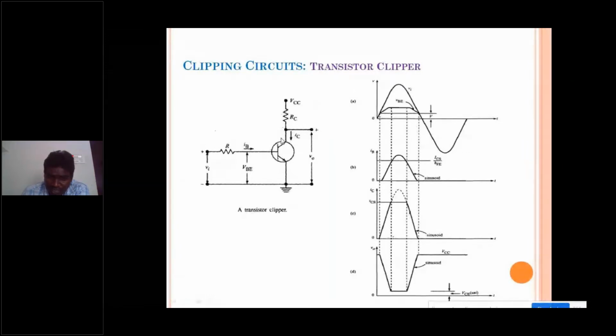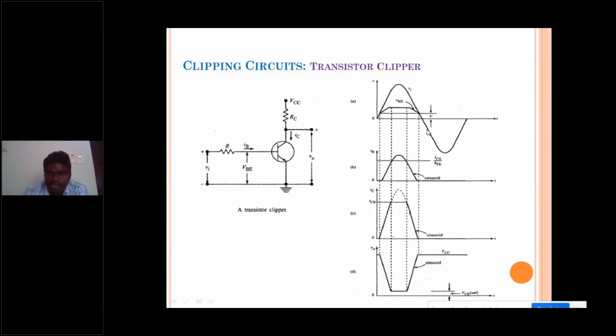The collector current IC is equal to HFE into IB. That depends on the base current. Let me explain this input signal. I am applying an input signal in this circuit, that is Vi given here. So I am applying the input signal.